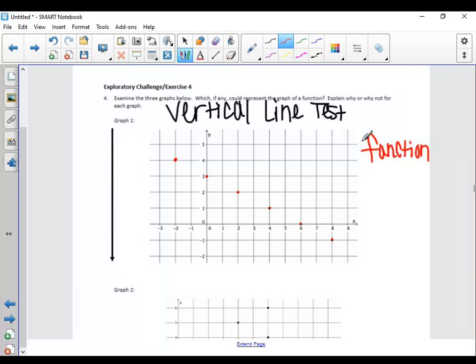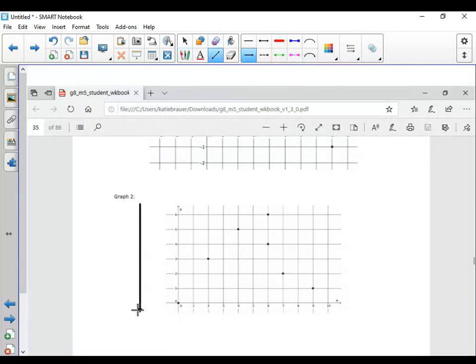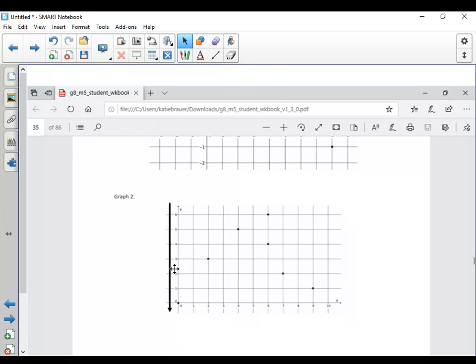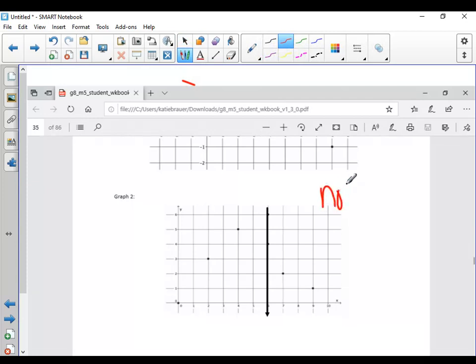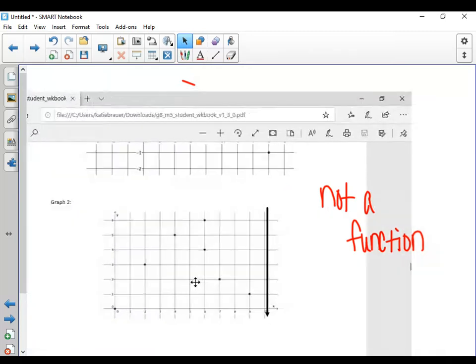We're going to move on to graph 2, and hopefully you'll see I'm drawing a vertical line. You guys can just hold your pencil up vertically, like hold your pencil like this and drag it back and forth. Okay, we're going to drag this over our points and we're going to see, does it ever hit 2 points at the same time? And look right here. Right there, it touches 2 points at the same time. That makes this one not a function. And the reason it's not a function is it hits 2 points at the exact same time on our little graph.